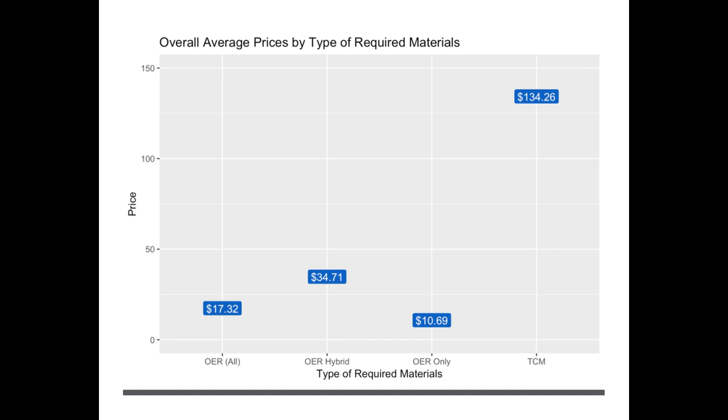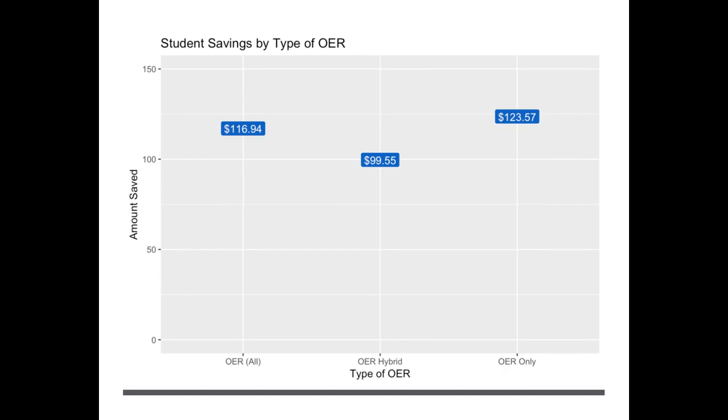For OER hybrid, it's about $35. And then if you collapse OER hybrid and OER only together to look at all OER, whether or not it's assigned in conjunction with a homework or practice platform of some kind, the average price is $17. So then if you take the TCM price on the right and subtract OER all, OER hybrid, or OER only, then that gives you the average amount of student savings by type.